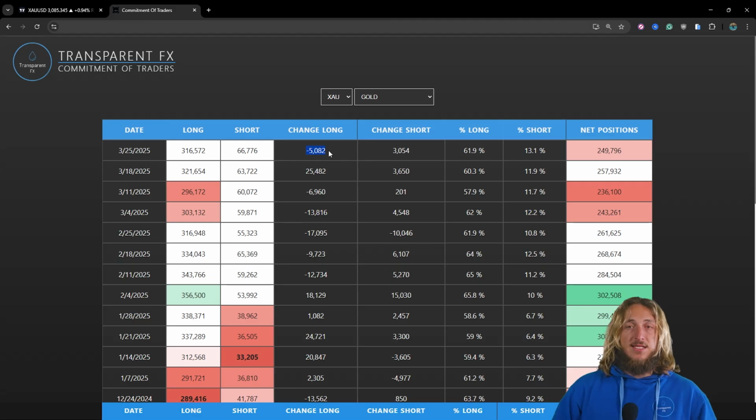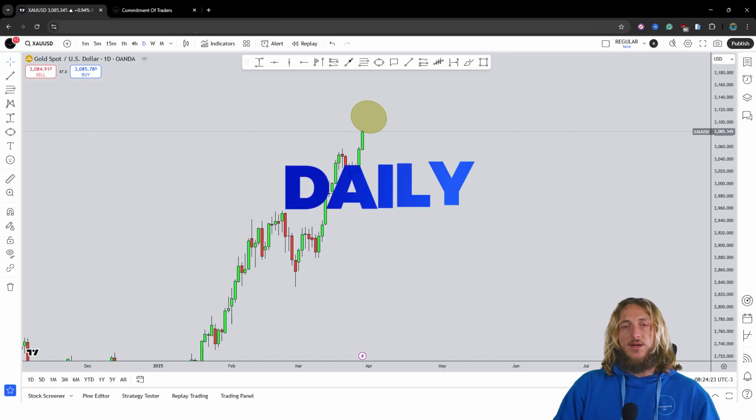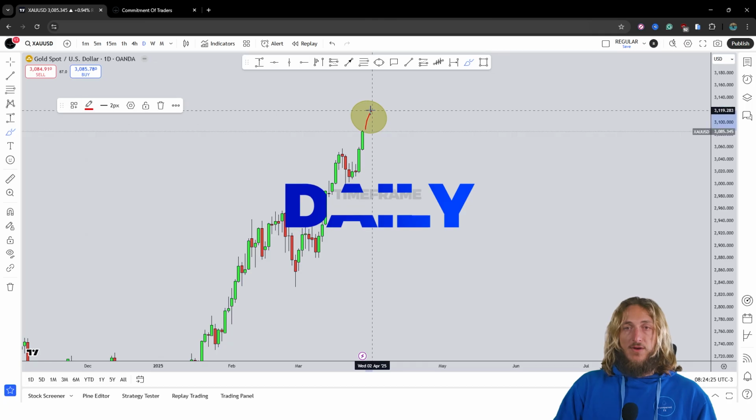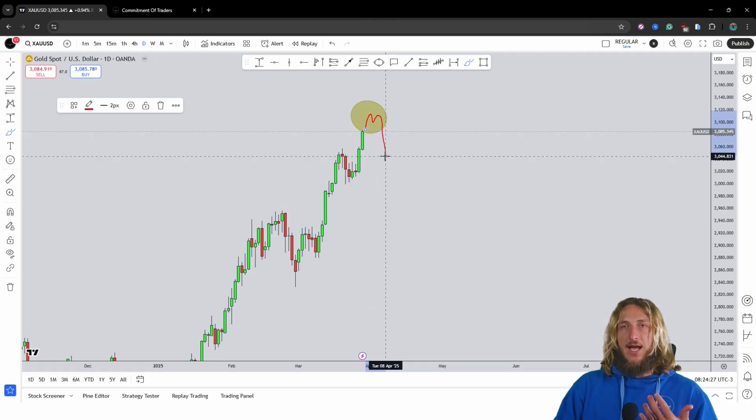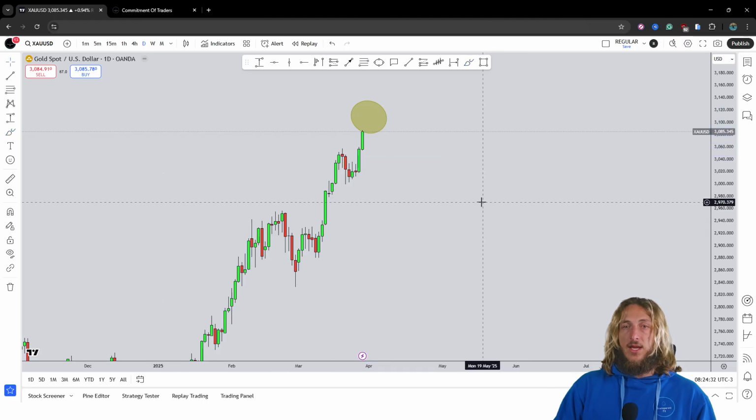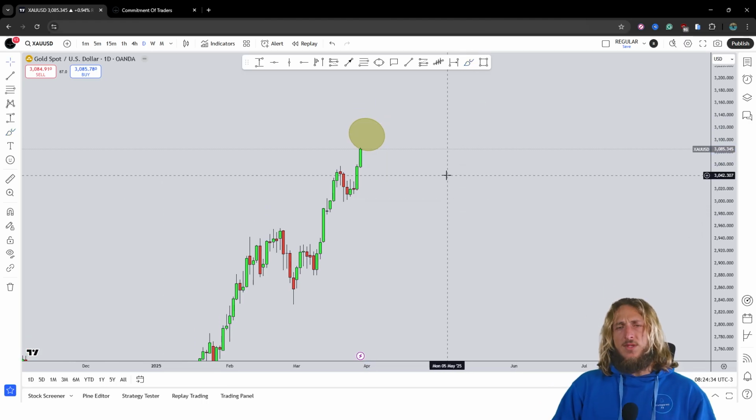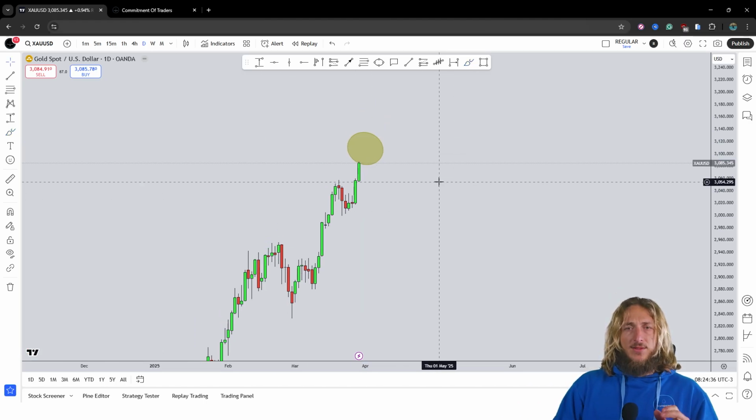So it seems like institutions just with the last report have started once again adding shorts and closing longs, which clearly can make gold weaker, increasing the probabilities of a potential correction to the downside away from this area and away from this overextended to the upside market. So let's keep all of this in mind and put it together.